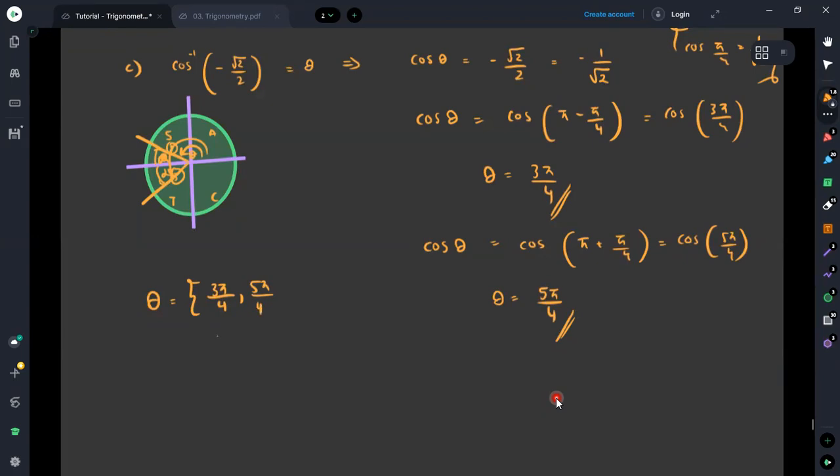Here we can say this is simply 5 plus or minus 5 over 4. Then 3 5 plus or minus 5 over 4. 5 5 plus or minus 5 over 4. Therefore, this would be the value set of theta.